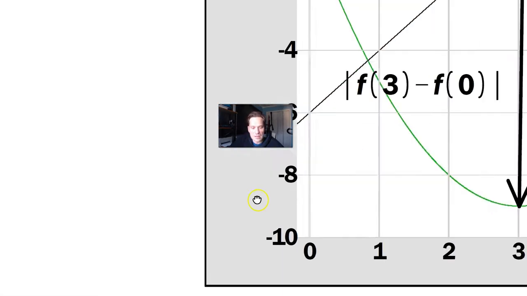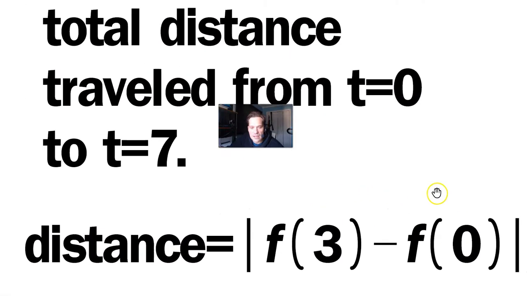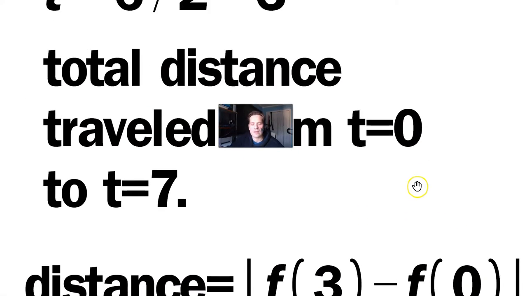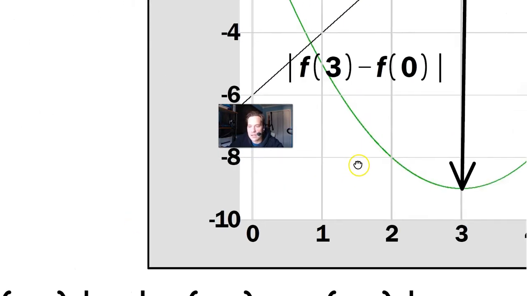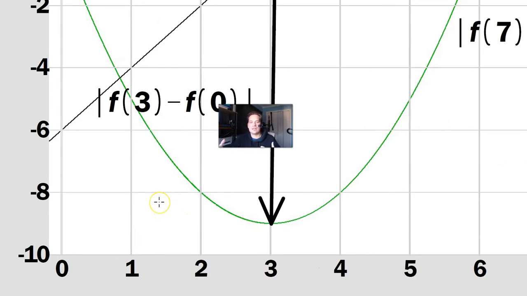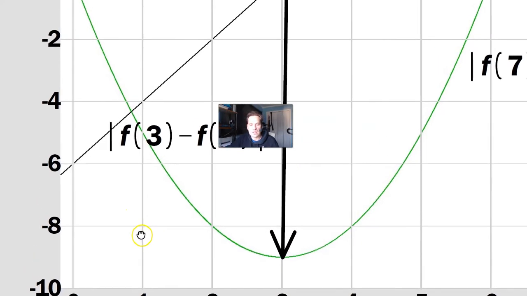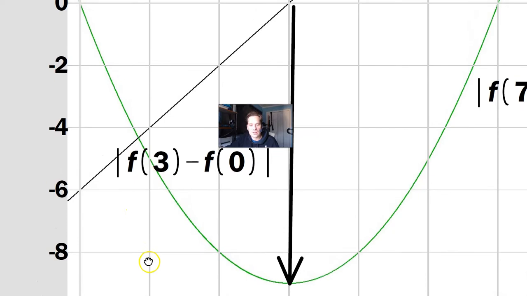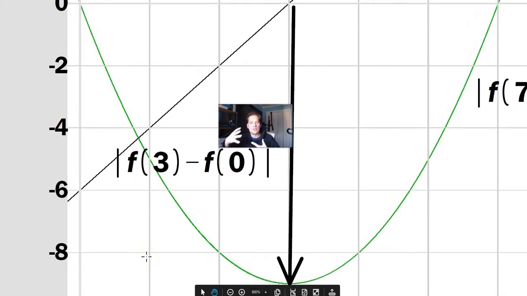Imagine we want to do this. Go back over here. Imagine our goal is to find the total distance traveled from t equals 0 to t equals positive 7. That's our goal. First of all, we don't have any graph called a distance graph. So we have to use the position function, which is the green graph. But how do you use the position function and then the velocity function? They are related, and you need to use both to answer this question.